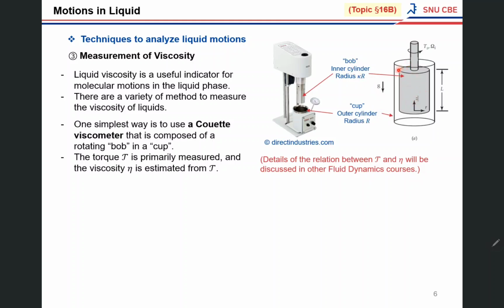So you fill the rest of the space after you put the bob inside the cup, and you rotate it and develop the velocity gradient between the cup and the bob. Then you are able to read the value of the torque which is required to rotate this bob at some certain angular velocity, so that you can find out the viscosity information of the liquid sample that you put inside this cup. So this is one of the simplest viscometers you can use in the lab.